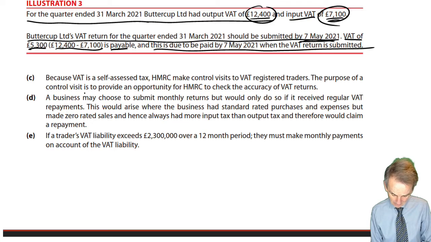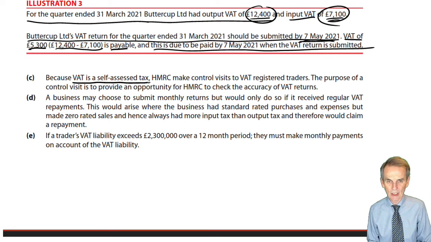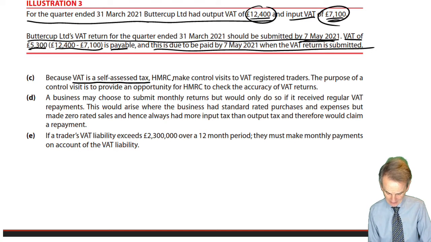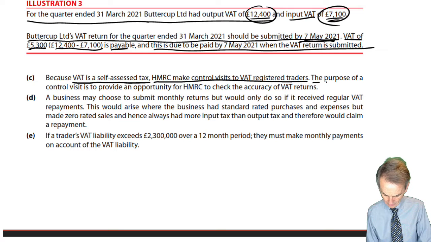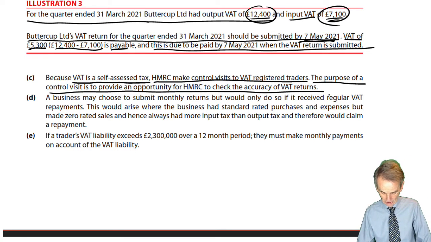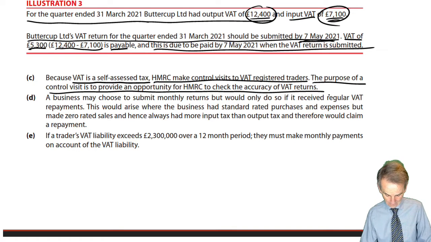As we said, VAT, as are most taxes, is a self-assessed tax. You submit the VAT return, you say what transactions have taken place involving output tax and input VAT. HMRC make control visits to VAT registered traders. The purpose of a control visit is to provide an opportunity, of course, for them to check the accuracy of those VAT returns. Again, like a little tax audit going on.